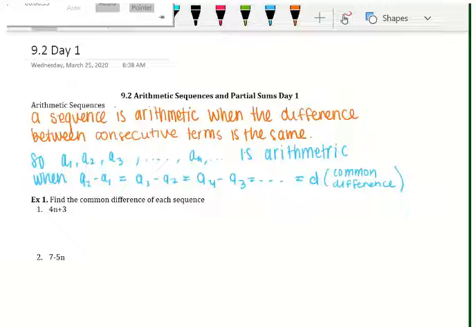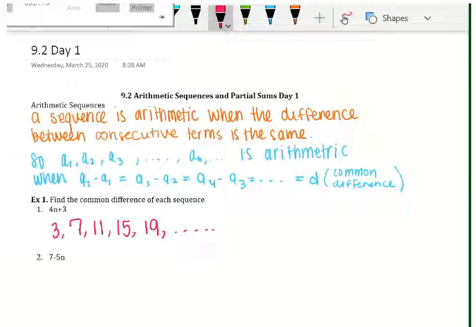So for example number 1, it says find the common difference of each sequence. So we're going to go ahead and expand that sequence out, kind of like what we did in the last section. We could start with 0, I guess. If we plug in 0, we get 3. If we plug in 1, we get 7. If we plug in 2, we get 11. If we plug in 3, we get 15. If we plug in 4, we get 19. And then we could keep on going forever.